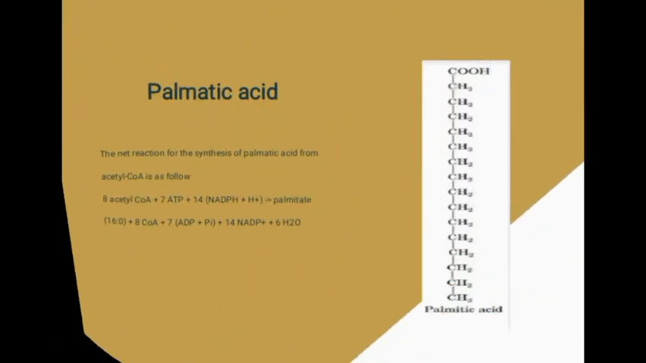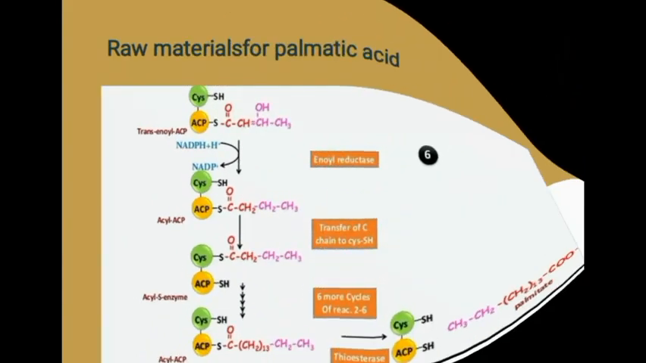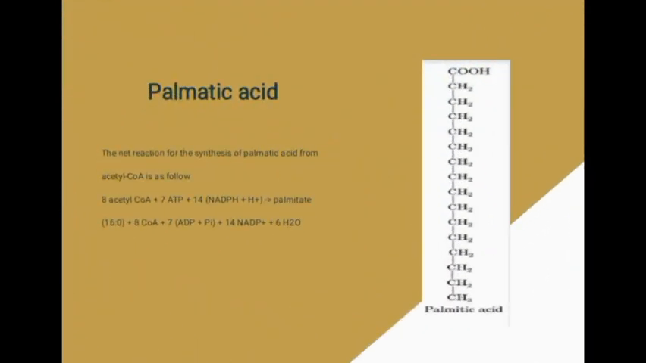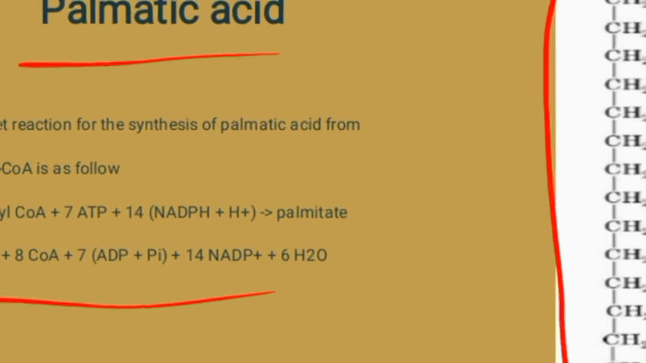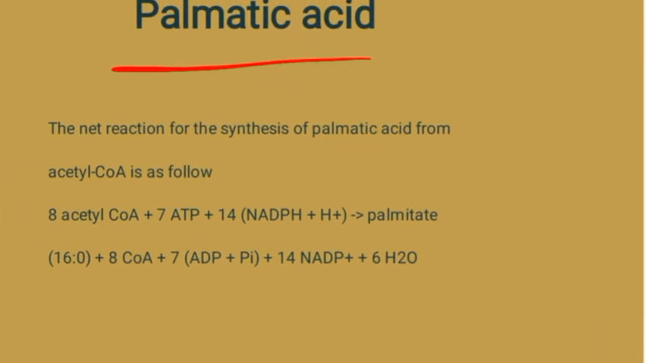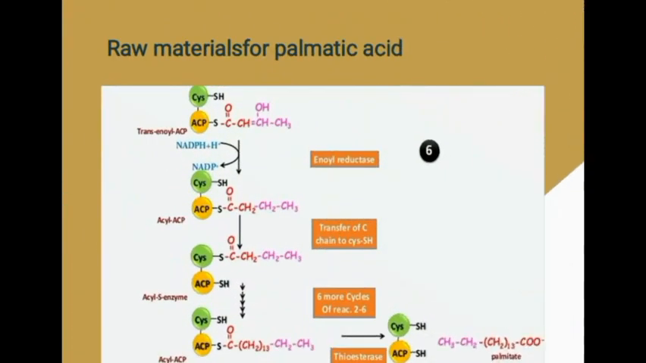In the next step, palmitic acid. Palmitic acid is a 16 carbon chain fatty acid. Here is its overall reaction. You can see 8 acetyl-CoA, 7 ATP, 14 NADPH forming a palmitate and other different byproducts. Raw material for palmitic acid synthesis, which is also called de novo synthesis.